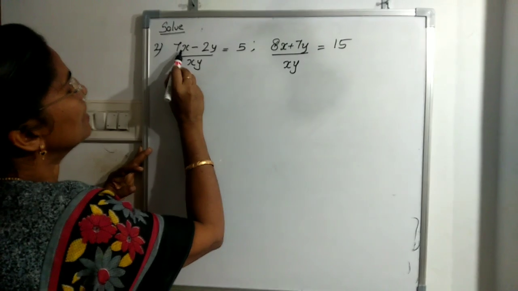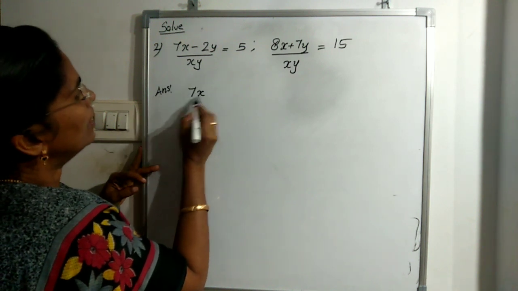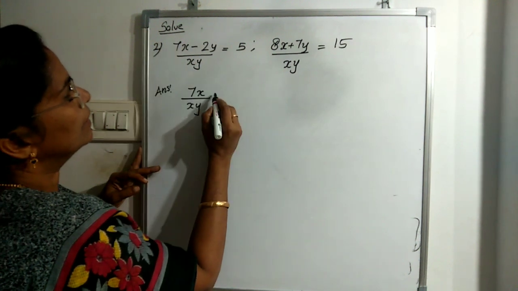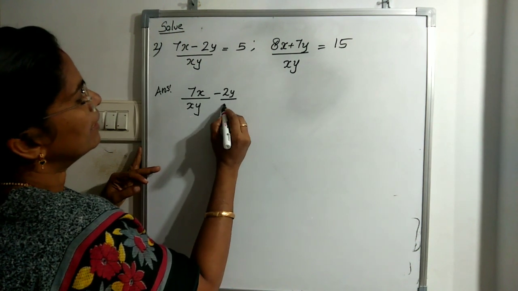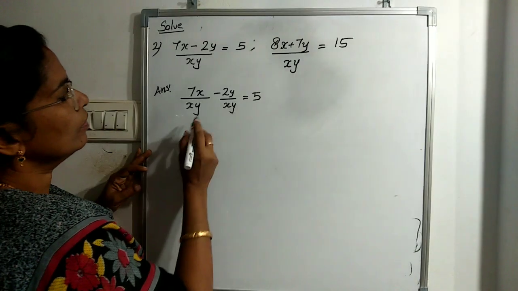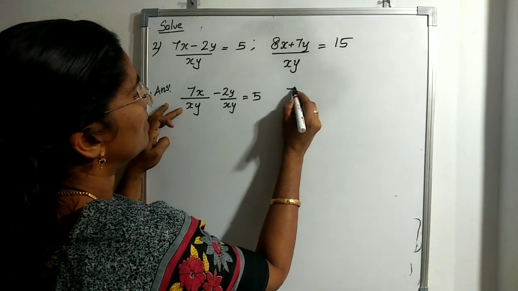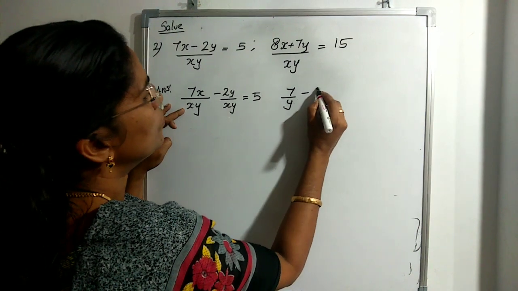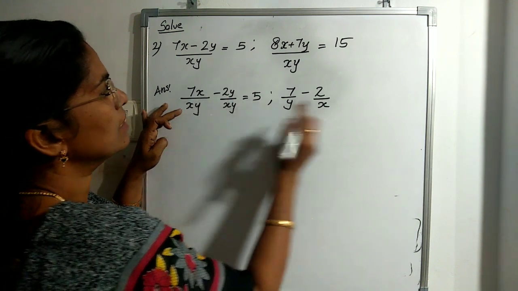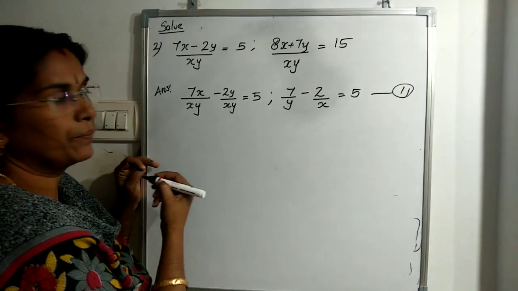Better you do 7x divided by xy. First, term by term we are dividing. 7x by xy, first term divided by the denominator. Next 2y divided by xy, that is equal to 5. We can write it as x and x cancel. It becomes 7 by y minus 2 by x. Here y and y cancel. 2 by x equal to 5. We can make this equation 1.